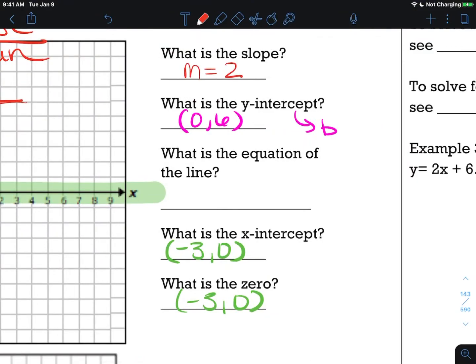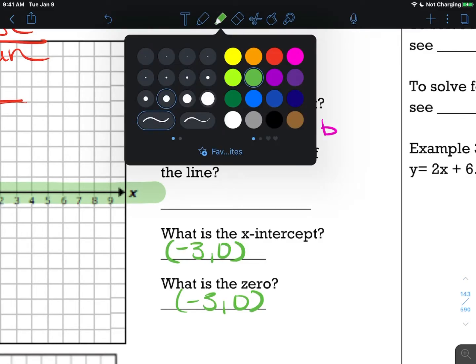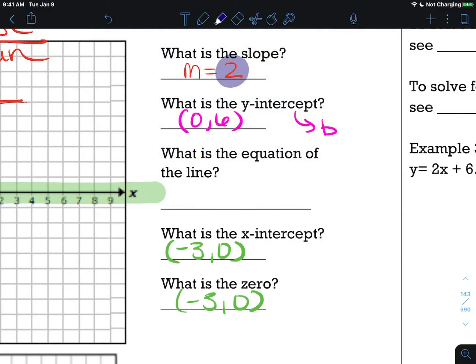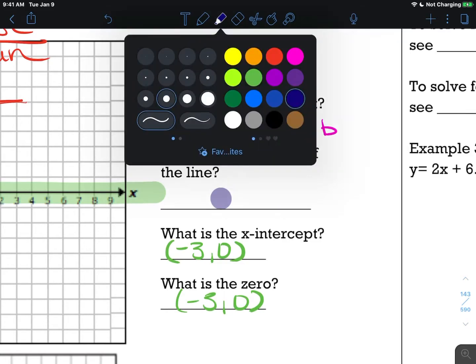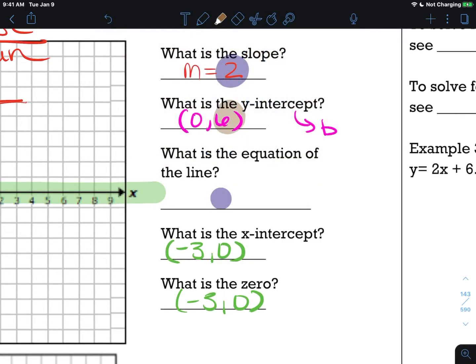What's the equation of the line? Well, good news is that all I have to do is just go ahead and find my m and my b. y equals mx plus b, okay? So I look at my m, that's 2. I look at my b, positive 6, and there's my equation, y = 2x + 6.